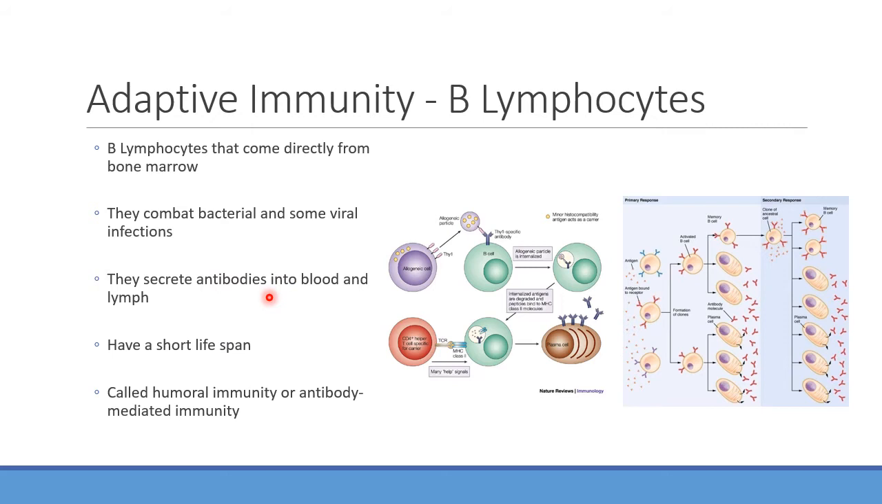A lot of filtrate from different organs and tissues comes up through the lymph system, and if you have a lot of antibodies there, they can neutralize things as they come through the lymph drain. They typically have a pretty short lifespan as well.